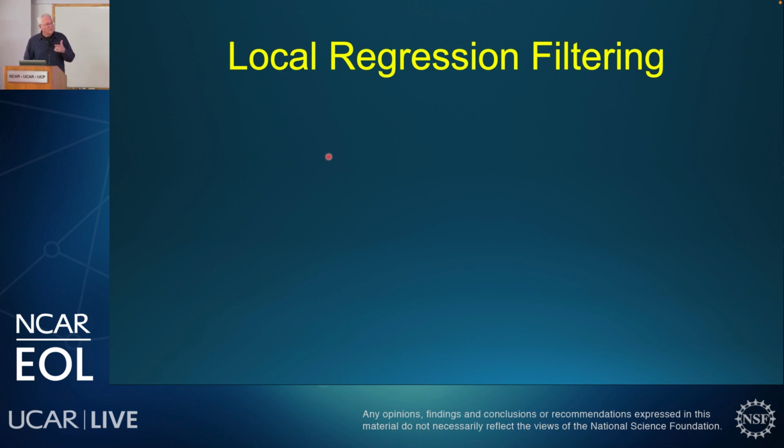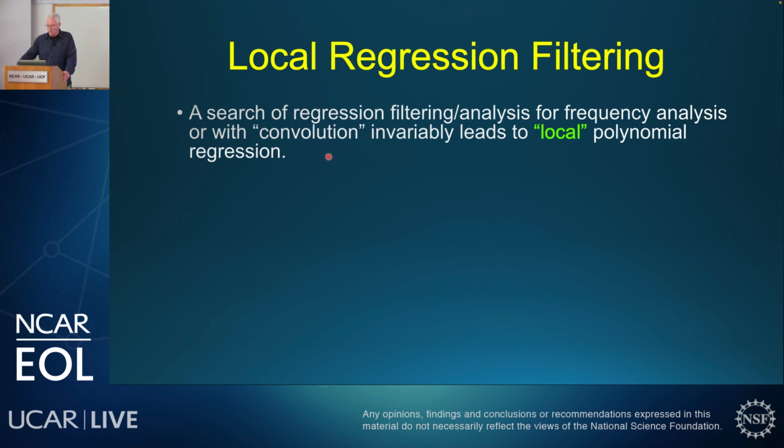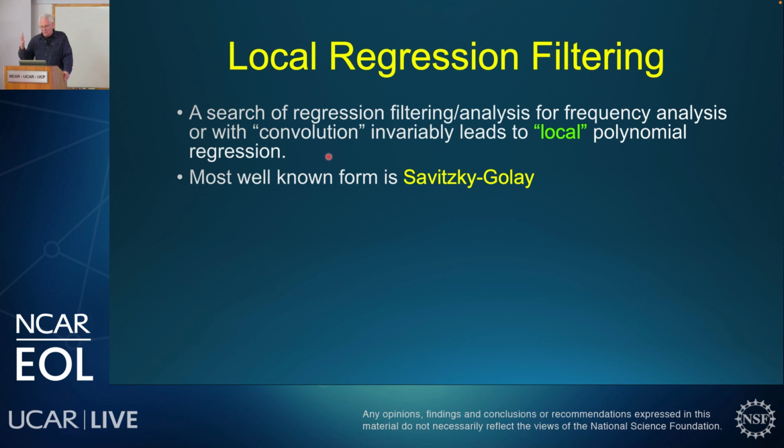I mentioned this is all global regression filtering I've been talking about. So what is local regression filtering? Local regression filtering is covered all over in the literature, and there's not much to be seen about global regression filtering. A search on regression filtering for frequency analysis or convolution will invariably lead you to local polynomial regression. That's what people talk about, and the most familiar one, if you've ever done this type of signal processing, is the Savitzky-Golay filter.